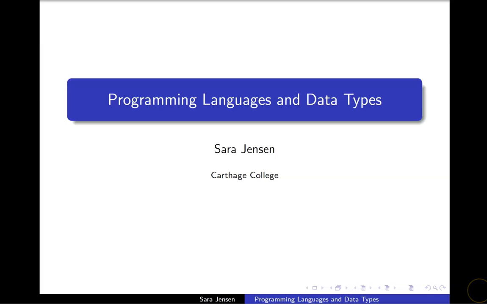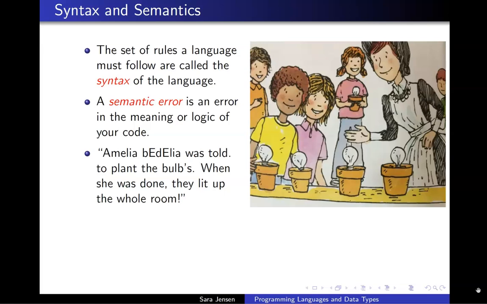In this collection of videos, we are going to be talking a little bit about programming languages in general, and we'll have an introduction to data types in the R programming language. Now, when you're learning any language, be it a programming language or not, there are sets of rules that one must follow in order to be understood within that language.